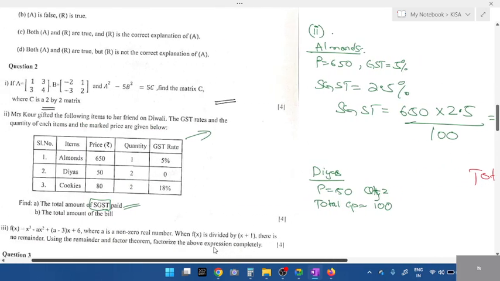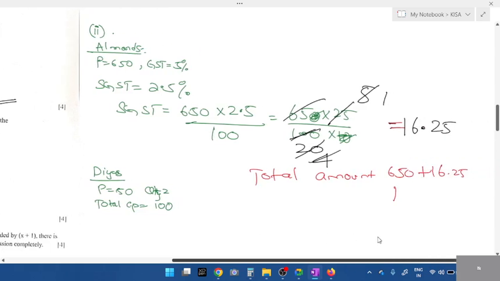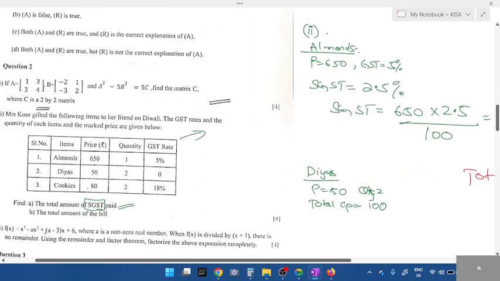Okay, there is a difference here. Fine, only one or two calculations are enough. Other things we know how to solve. You all know cookies, how to solve, yes? GST rate is not given. Just ignore that. Okay, I'll do it.